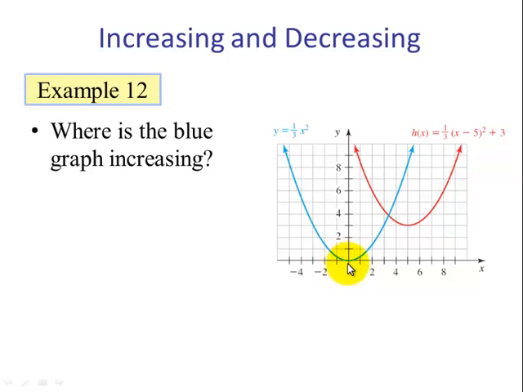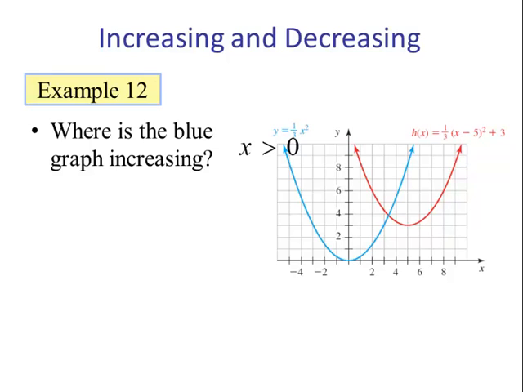Here's the vertex at the origin (0, 0), and this part of the graph is increasing. If you recall, increasing means as x gets larger, y gets larger. Now if we look to the left of the vertex, as x decreases, y increases. So from here all the way to here it's decreasing, and from here to here it's increasing. Now we could write this in set notation. I'm going to write it as an inequality and answer the question.